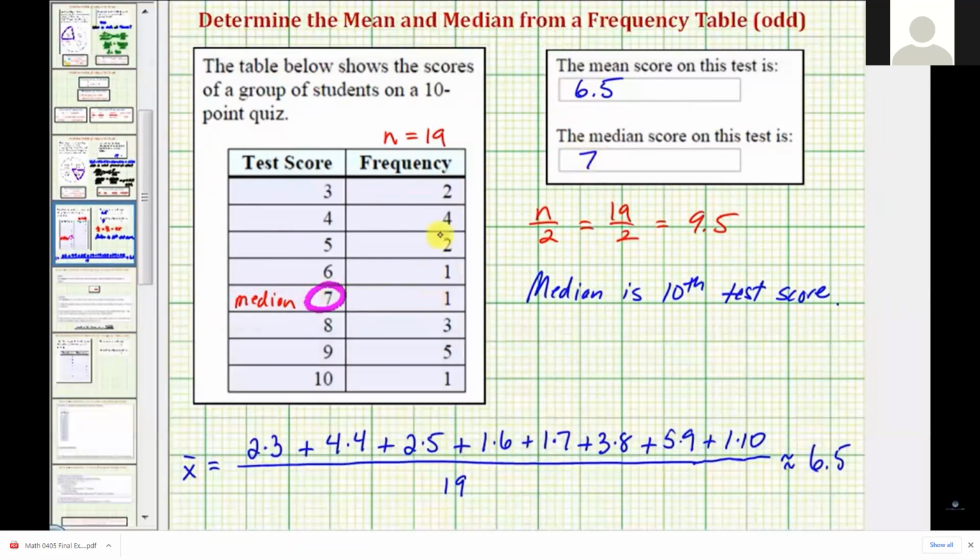Looking at the frequencies, notice how there are 2 plus 4 plus 2 plus 1, or 9 test scores below 7, and there are also 3 plus 5 plus 1, or 9 test scores above 7, verifying that 7 is the median. Okay, I hope you found this helpful.